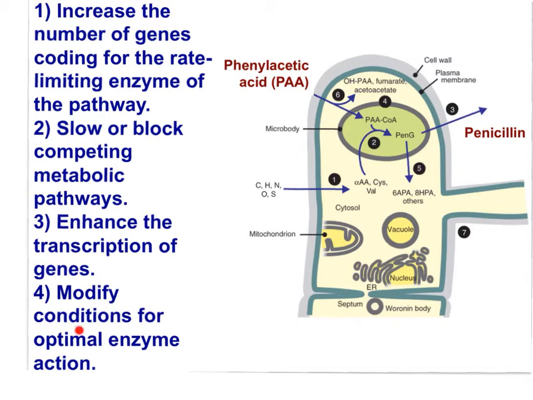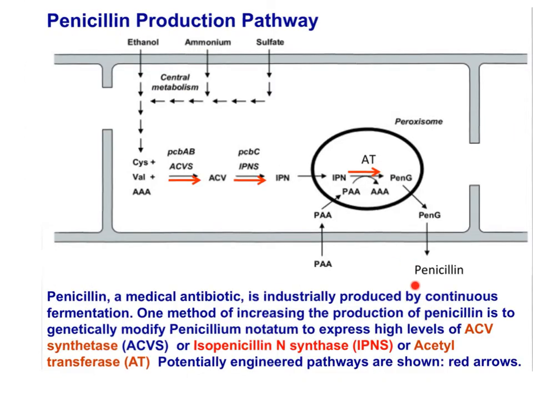As well, it's important to modify the conditions for optimal enzyme action, and pH would be a good example. It's also important to remember the foundational technique in biotechnology, artificial selection. Choosing the most prolific individuals in a population to reproduce has been the most important biotech tool over hundreds, if not thousands, of years. Penicillin is a medical antibiotic industrially produced by continuous fermentation.